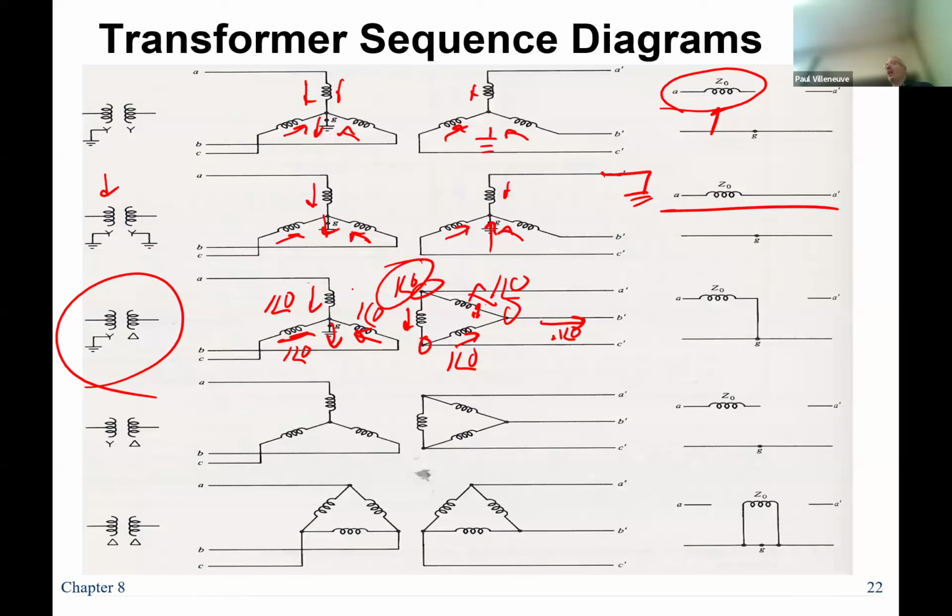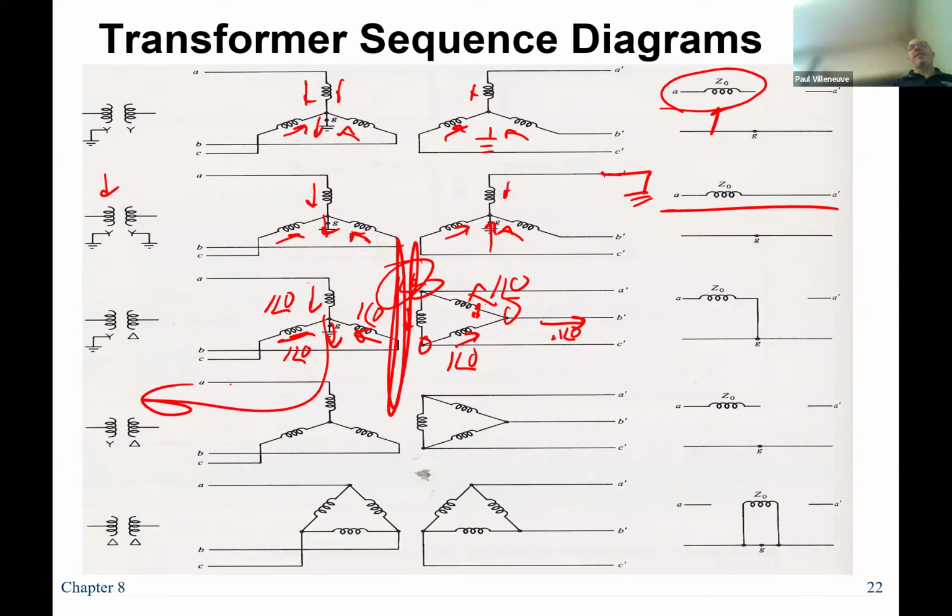So when you use delta Y grounded transformers, it isolates the ground because the current here is going to flow back to the source. It's going back in that direction. On the delta side, it circulates. So a grounded Y delta transformer is a perfectly fine grounding transformer, and it isolates the ground on either side.